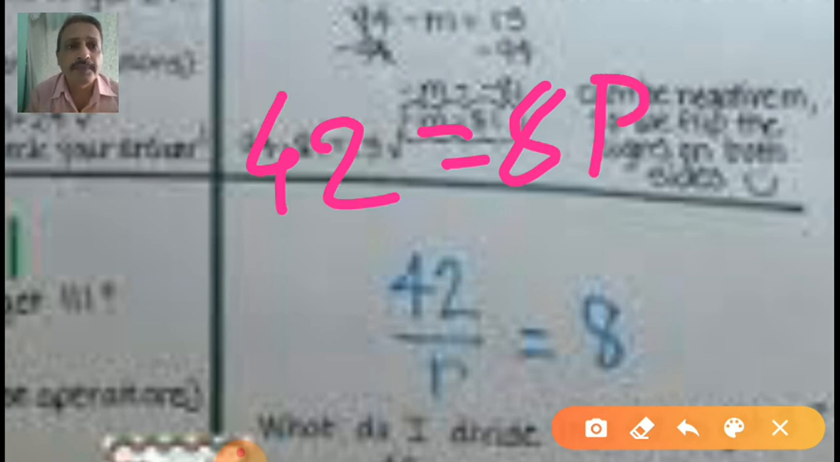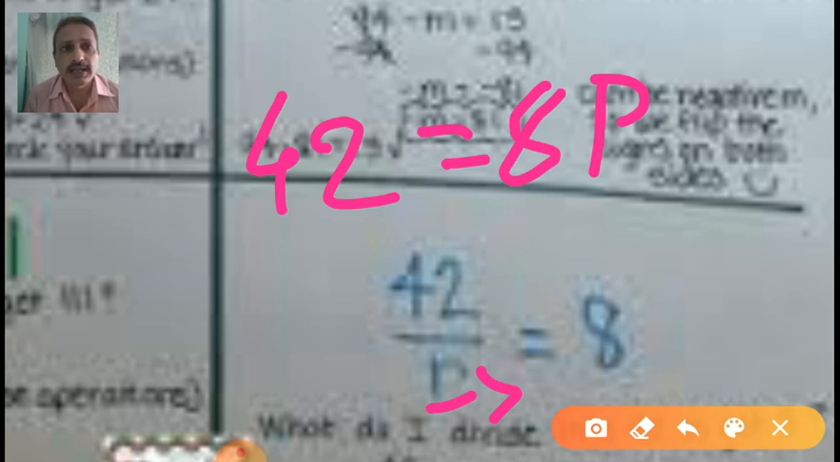Same way, students, here I found 42 upon P is equal to 8. Oh, the variable is in the division form. Don't worry. A variable can also shift from one side to the other side. So that's why I selected this example. Now 42 remains on the left side and P will be shifted to the other side. 8P. Why do we say 8P? Because this division, when shifted to the other side, goes to multiplication with the given number.